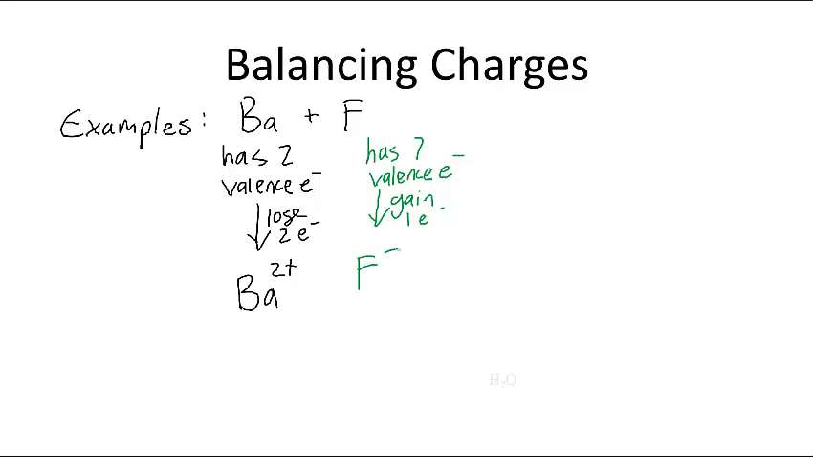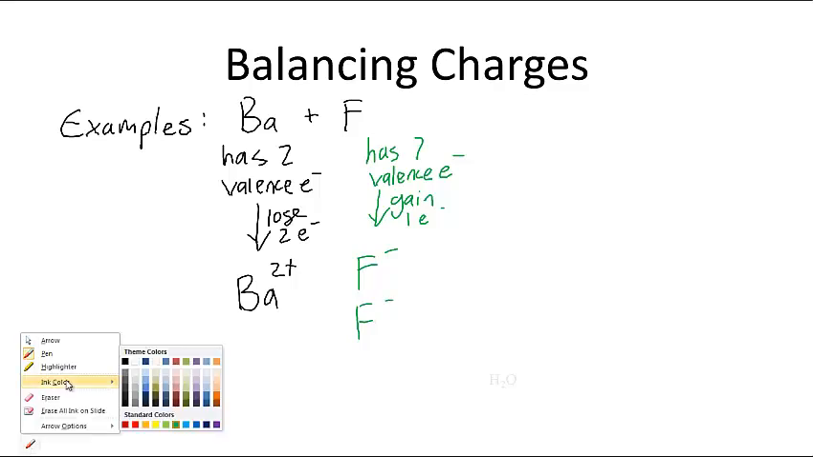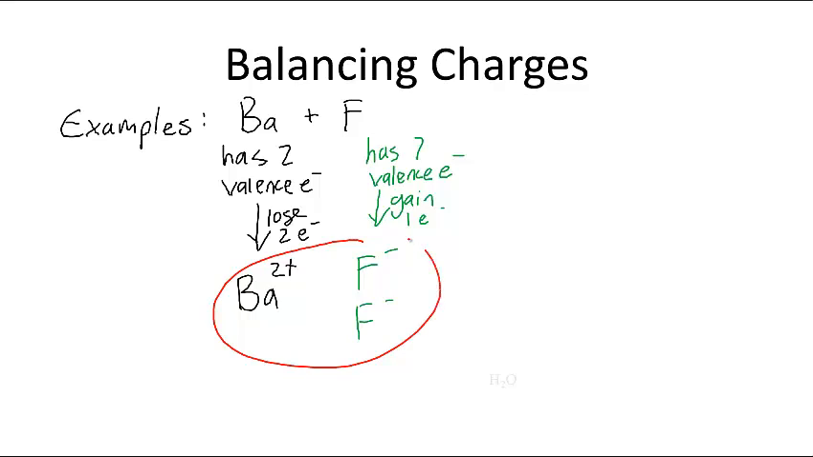So if I want to put these two together in a ratio that will work, for every 1 barium, I need 2 fluorides. So putting that all together, I get BaF2.